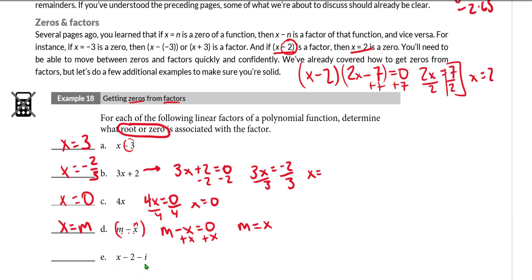When we have an imaginary factor like we do here, x minus 2 minus i, best thing to do, zero product property. We're just going to set that factor equal to 0. We are going to isolate the x by adding the 2 and the i to both sides, and we are going to get x equals 2 plus i. So 2 plus i is the value of x that will make this factor equal to 0, and therefore would make the quadratic itself equal to 0, which is what zeros are all about.